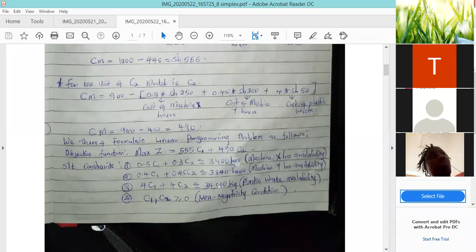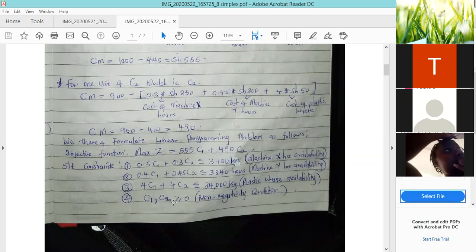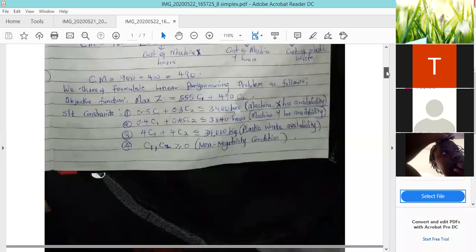The same goes for machine Y availability. Again, we go back to the data. For us to produce a unit of C1 will require 0.4 hours of machine Y, and the same for C2 would require 0.45 hours from machine Y. But again, we cannot go beyond the 3,840 hours available. And finally, for the plastic waste, we were told each of the two models would require 4 kgs to be made. But again, the only available amount which you cannot go beyond is 34,000 kgs. And as we said, the units of the chairs for both models, C1 and C2, cannot be negative. They have to be positive values at the end of the day. So that is our LP problem.